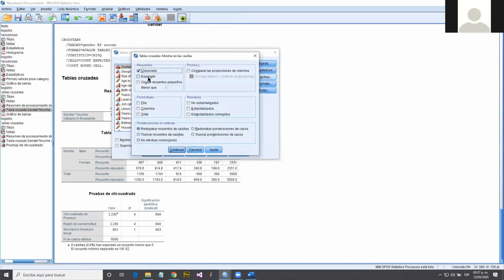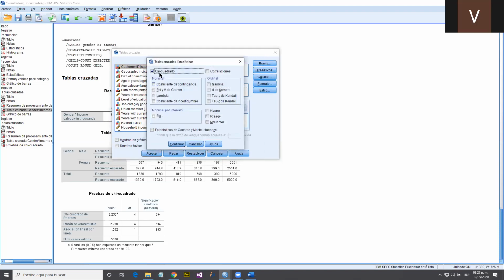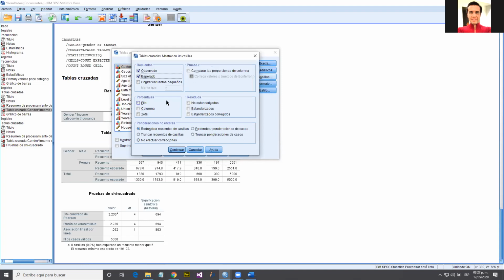Right, here is expected and also observed in statistics. Yeah, but in statistics you select chi square, and in cells, observed and expected.